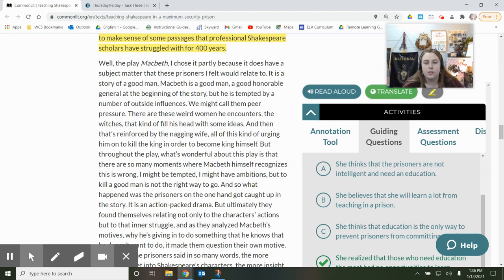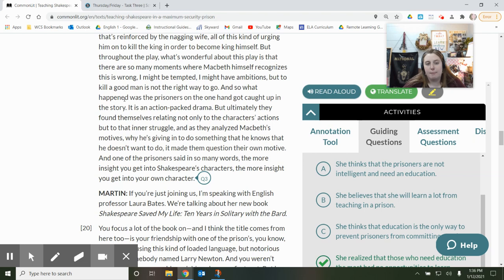But throughout the play, what's wonderful about this play is that there are so many moments where Macbeth himself recognizes that this is wrong. I might be tempted, I might have ambitions, but to kill a man is not the right way to go. And so what happened was the prisoners, on one hand, caught up with the story. It's an action-packed drama, but ultimately they found themselves relating not only to the character's actions, but to that inner struggle. And as they analyzed Macbeth's motives, when he was giving in to do something that he knows he doesn't want to do, it made him question his own motive.